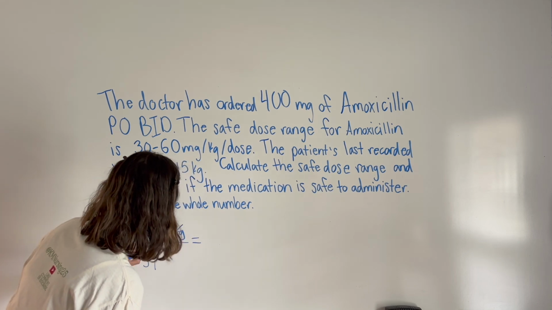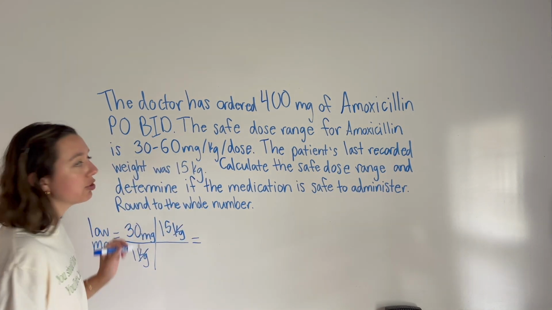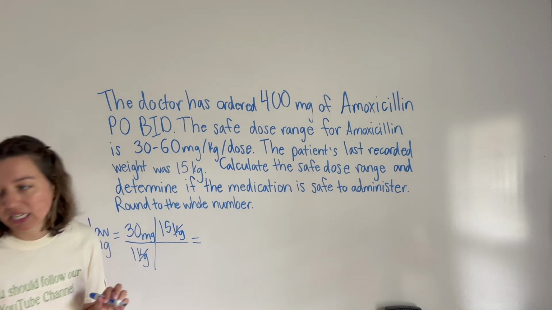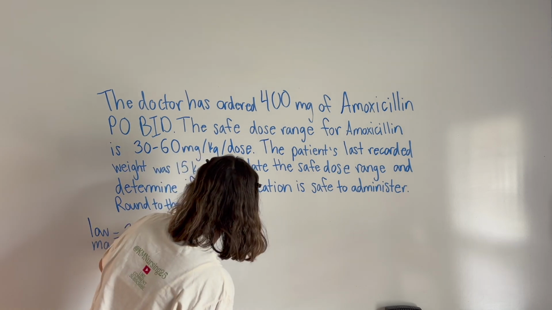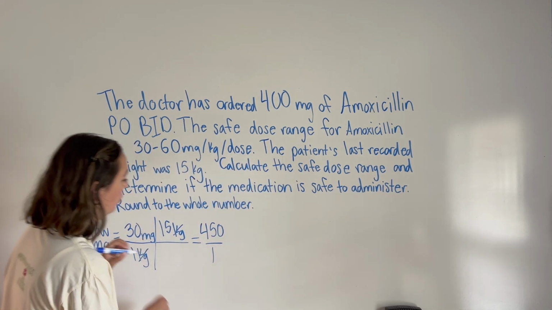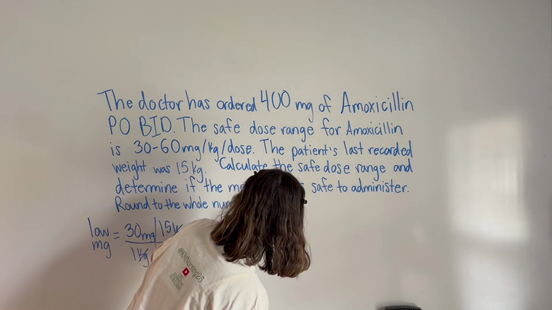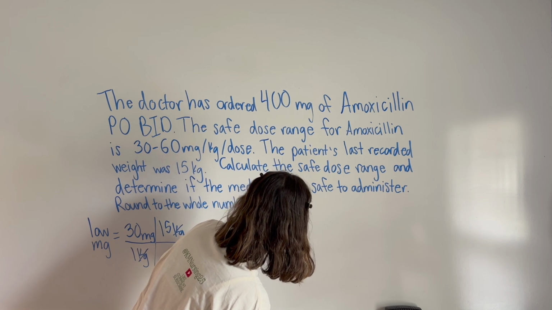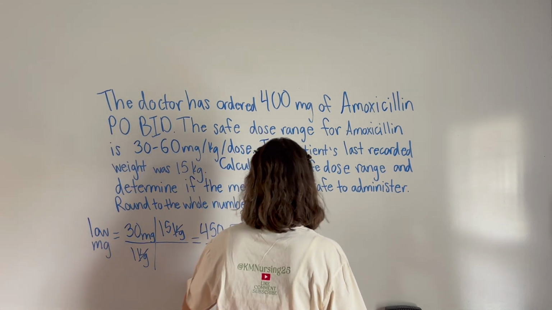I can mark out my kilogram units. I've got milligrams left and I'm solving for milligrams. So first I'm going to see what 30 times 15 is. Times 15, so we have 450 over 1, so we have 1 here. So we have 450 milligrams. That's my first answer, my low.